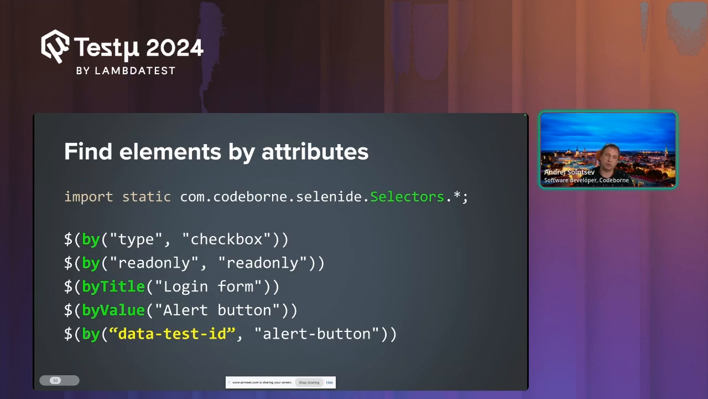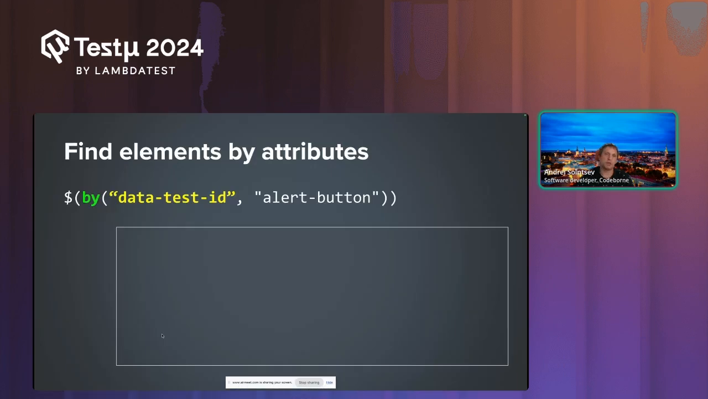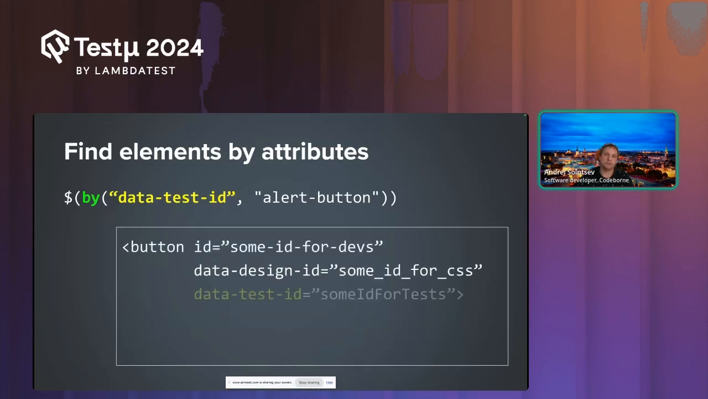A very common way to find elements is using data test ID. It's also possible in Selenide. Yeah, just to highlight that to use data test ID, you need to add these attributes to your source code. Yeah, this is a recommended way nowadays to find elements in tests.